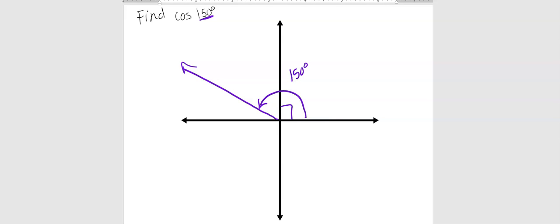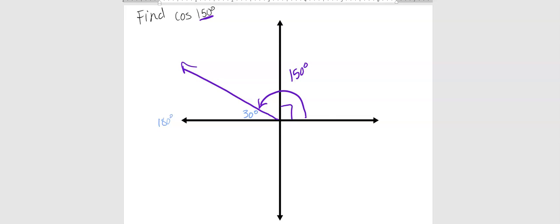I want to find cosine of that angle. Well, taking a look at this, I'm not quite sure where I can draw my triangle. Before I draw my triangle, it is helpful to know this angle measure right here. So if this is 180 degrees right here, how much further do I need to go before I hit 180? Well, 180 minus 150, that's 30 degrees. That's going to come in handy.